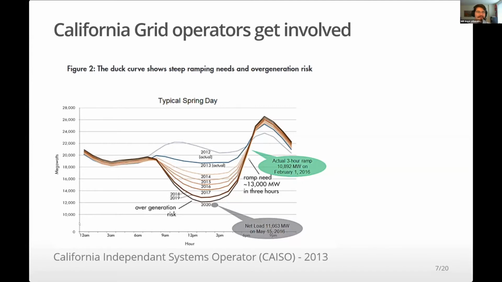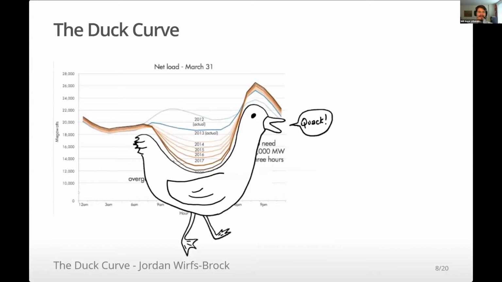And that evening ramp, the neck of the duck, is really hard for grid operators to deal with because it's hard to get electrical generators, especially the monstrous ones, the very large ones, gigawatts of power, to do that. 1,300 megawatts, 13 gigawatts. If anyone's a fan of Back to the Future, 13 gigawatts, that's enough to send the DeLorean back in time more than 10 times. It's a lot of power. And so people were calling it the duck curve.